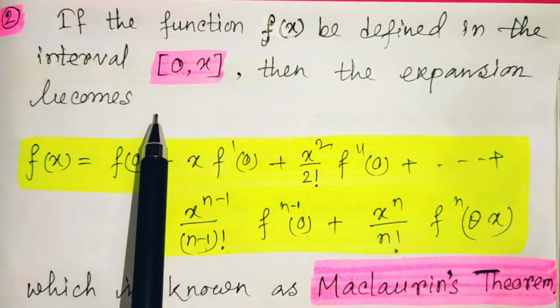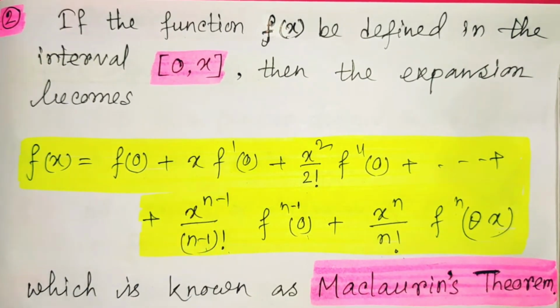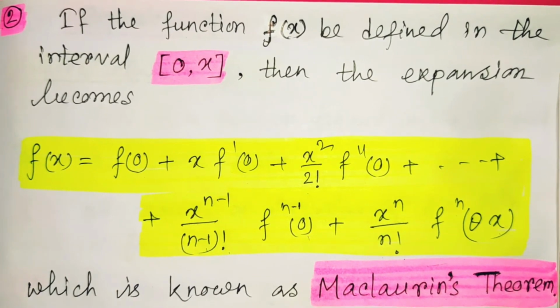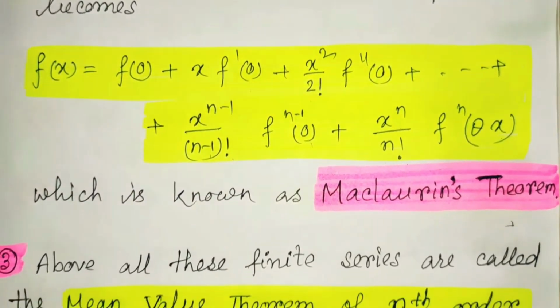And if this type of interval is considered in Taylor's theorem, then it becomes Maclaurin's theorem. So Maclaurin's theorem is nothing very special, it is just the change of interval in Taylor's theorem. Then we will find out the Maclaurin's theorem.